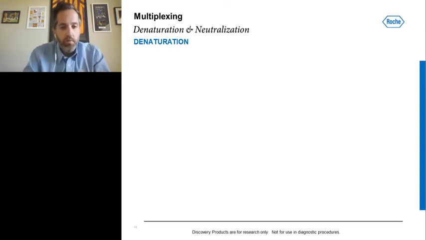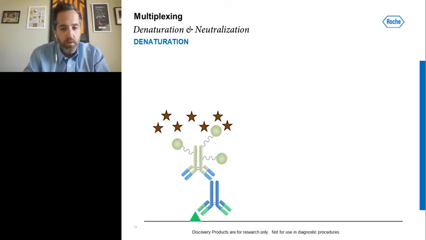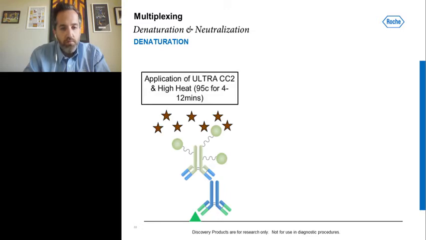When we do perform denaturation, this is what happens. We come in with the primary, the secondary, and the chromogen. We apply a high heat and Ultra CC2, so that's the low pH, high SDS buffer. And what this does is it's going to break down those previously bound immunoglobulins, such as the primary and the secondary antibody.